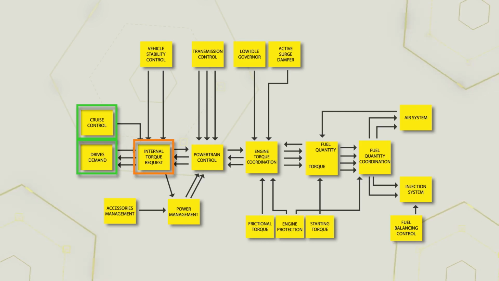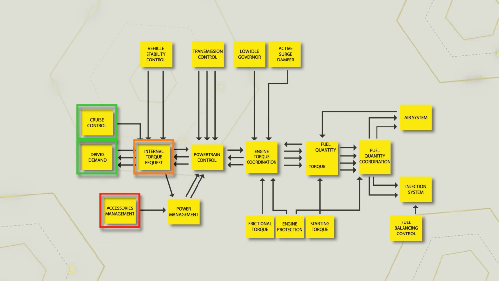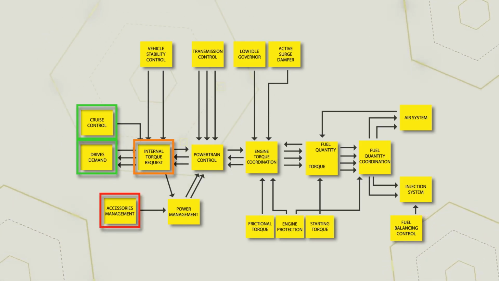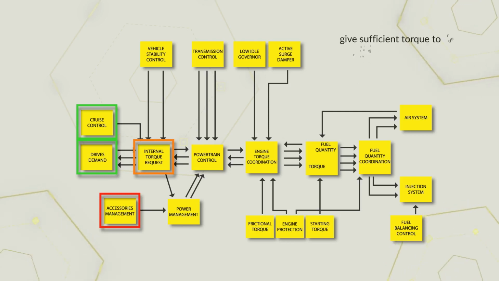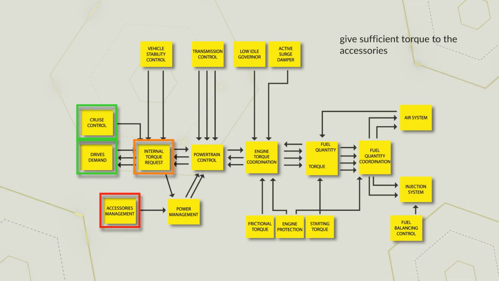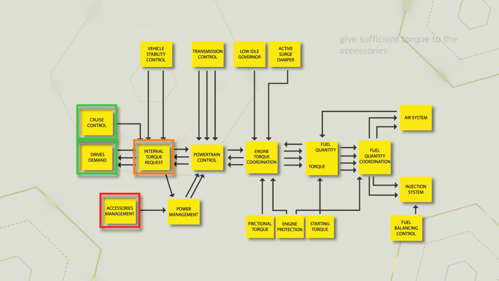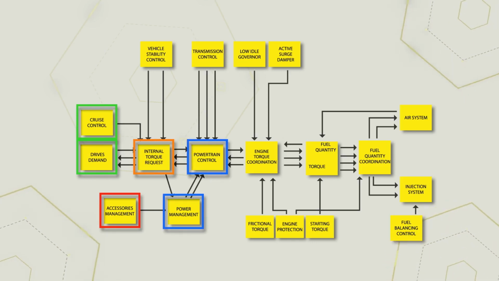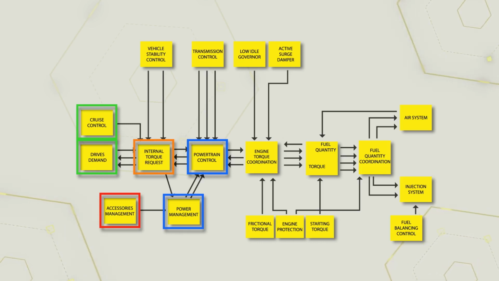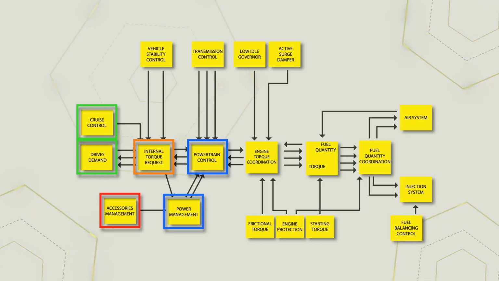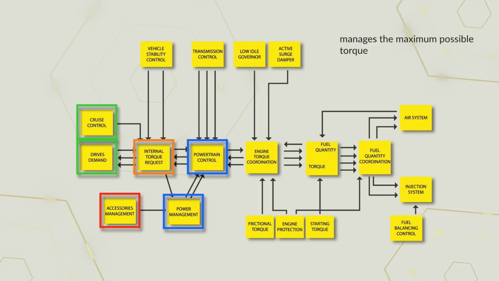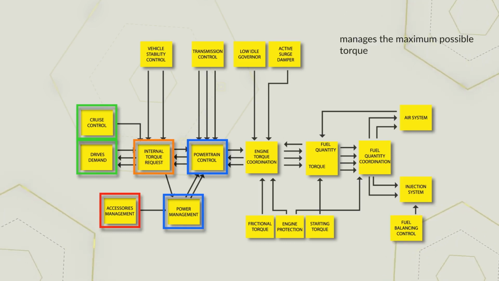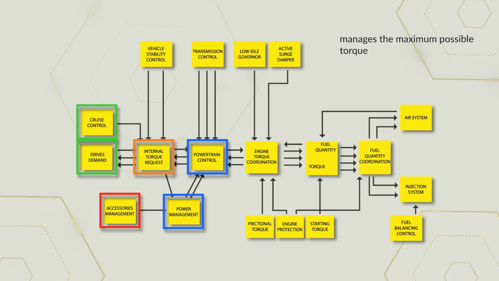3. The engine control unit now communicates with the control unit that manages the accessory powers to give sufficient torque to the accessories such as the air conditioning, the power steering, the alternator if it charges the battery, or other accessories. 4. Afterwards, the properly adjusted torque is transmitted to the control block of the kinematic chain and, consequently, manages the maximum possible torque for the gearbox through the gearbox control unit, also called the TCU.